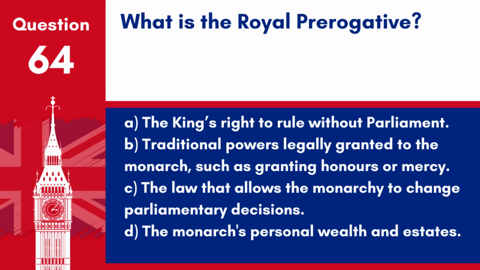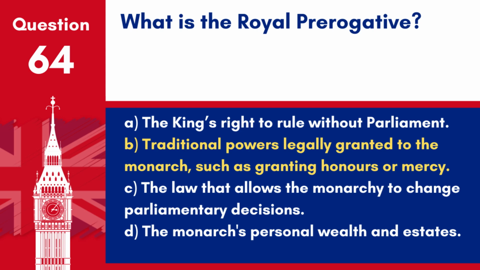A. The King's right to rule without Parliament. B. Traditional powers legally granted to the monarch, such as granting honours or mercy. C. The law that allows the monarchy to change parliamentary decisions. D. The monarch's personal wealth and estates. Answer: B. Traditional powers legally granted to the monarch, such as granting honours or mercy.